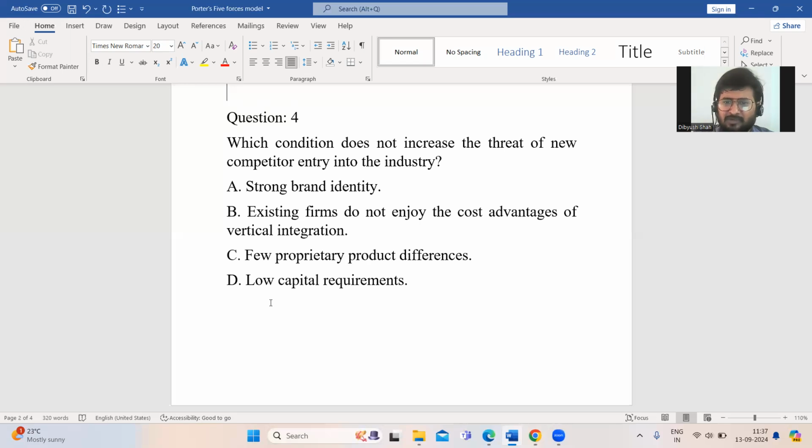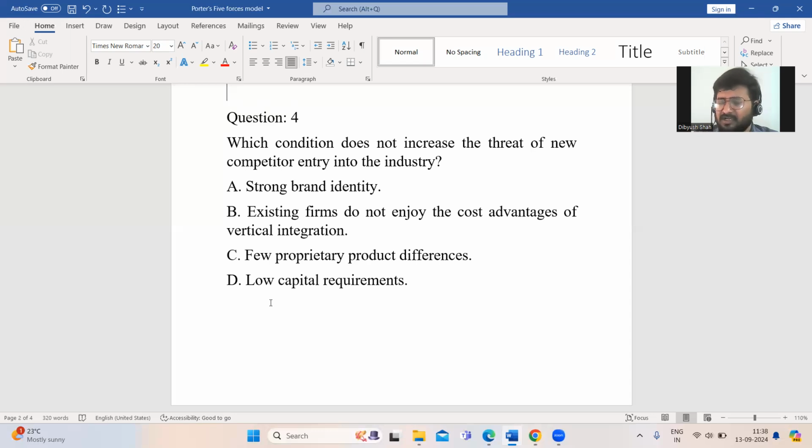Existing firms do not enjoy the cost advantages of vertical integration. I know you guys must be thinking what it is. Let's leave it for a moment. We will come back to it. See, few proprietary product differences means most of the products are more or less the same. This increases the threat of entry because the products are not differentiated. They are more or less similar. I will like to enter into such an industry. Low capital requirements. This also makes it very easy to enter into an industry. That is why in our area, or in any area, you will see people opening grocery shops. Grocery shops are the most common business you will see, because compared to other forms of business, the capital requirement is still reasonable there. So C and D are definitely not your answer.